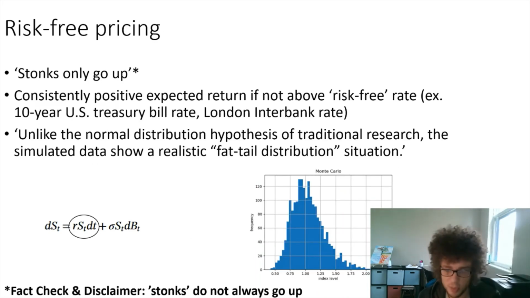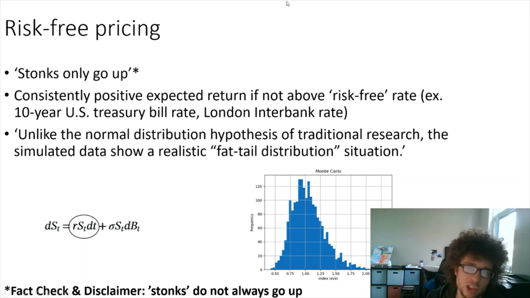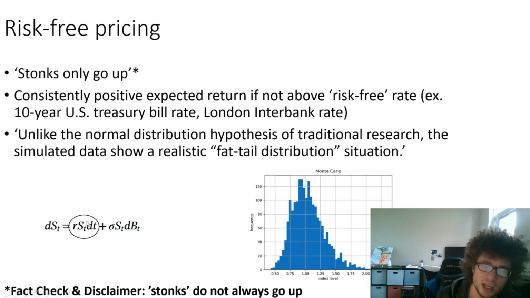Where this becomes important is when we look at how to price stocks. There's a common saying that stocks only go up, which is actually not true. They do not always go up. But the idea is that you have a drift rate that relies on the risk-free rate. If I can get money from the U.S. Treasury or the London Interbank rate, I can get an increase in value. This is reflected in the stock price, and you see a disproportionate amount of returns above 1 that wouldn't happen if this were normally distributed.